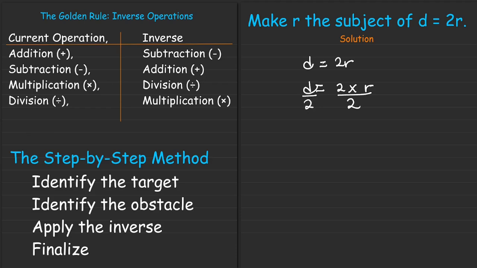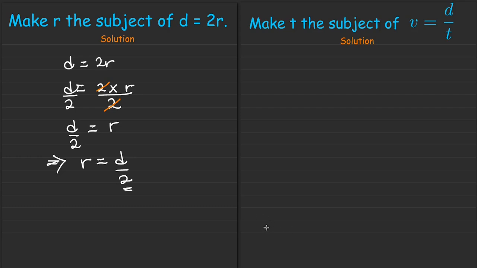So that by so doing, this 2 cancels out this 2, that is, it divides it. And then there is nothing to cancel here. Hence, we have D over 2, which would be equal to R. Now, as you can see, R is standing on its own. So it simply implies that our R is equal to what? D over 2. As simple as that. We have made R the subject. I hope you see how simple it is.